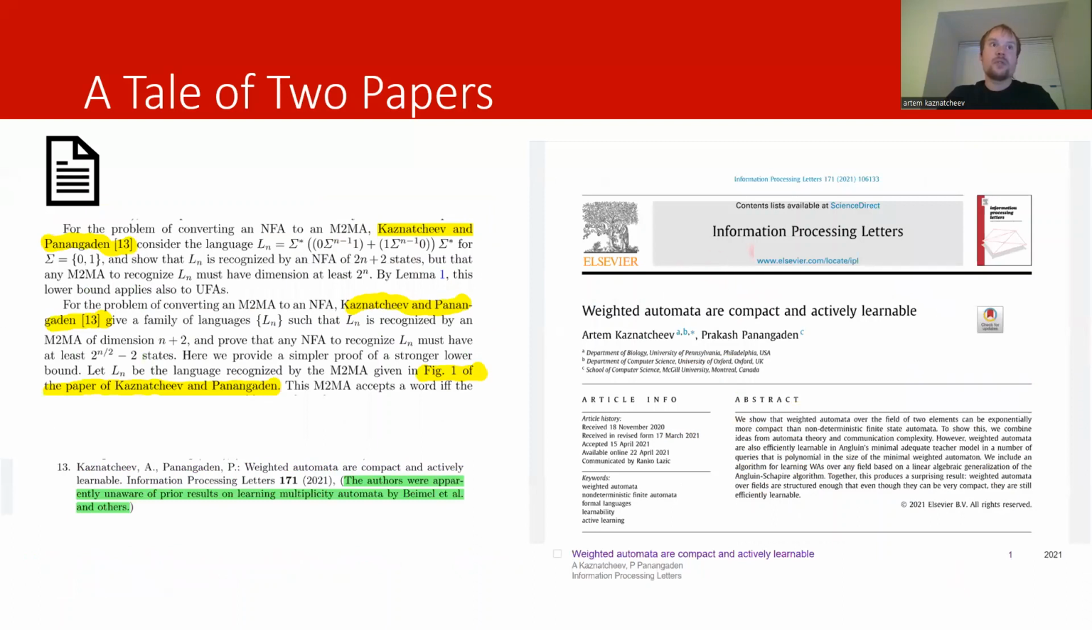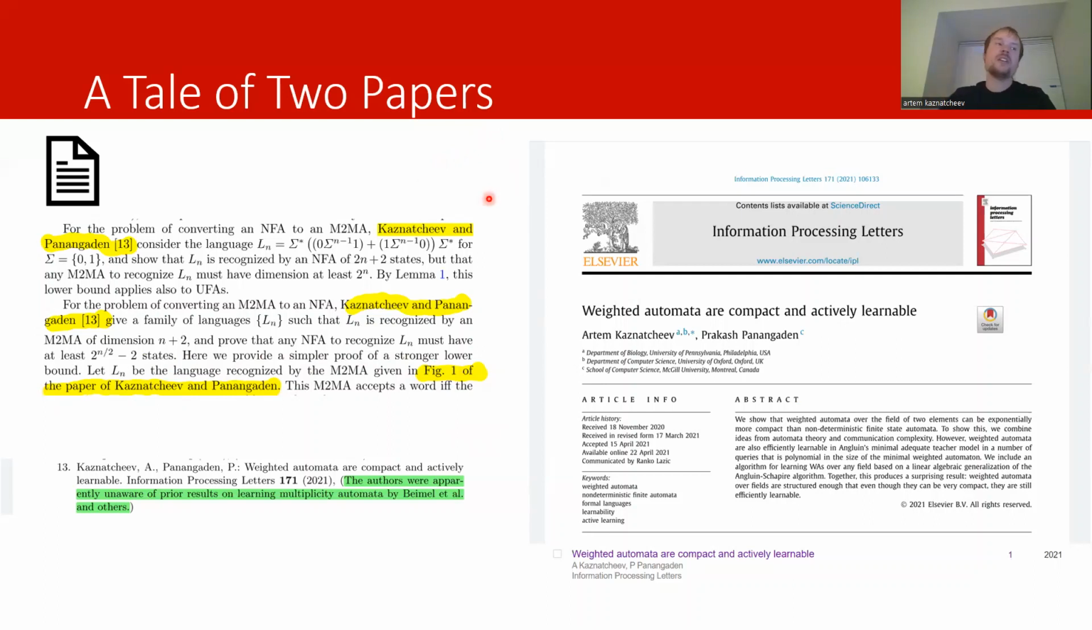On the other hand, for the computational learning theory result that Prakash and I produced, the only citation we have engages very deeply with the work, right? It looks at a particular object that we defined. It states exactly the results that we have with that object. And then it says, here we provide a simpler proof of a stronger lower bound. So they directly improve the results. And in the argument for the improvement, they directly mention, look at figure 1 of this prior work. Right?